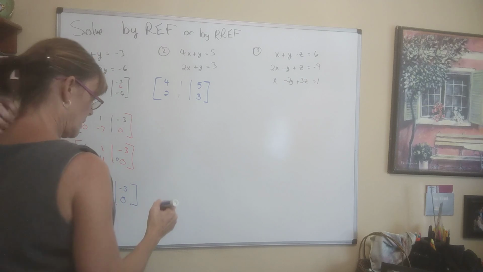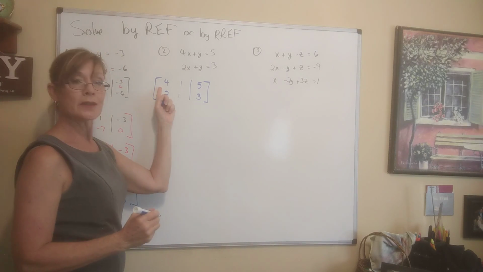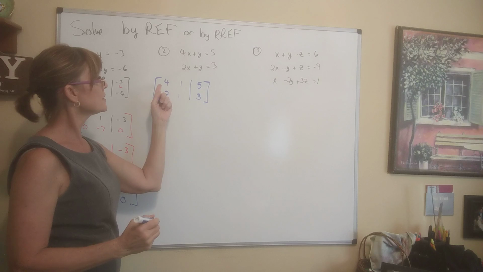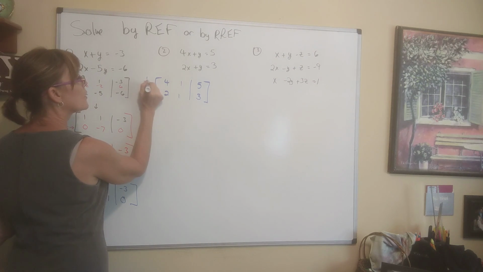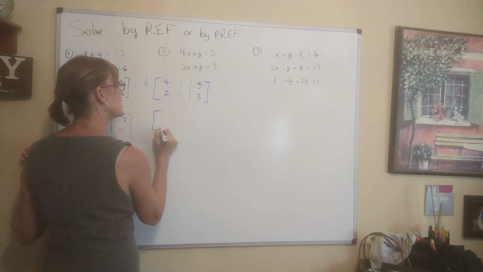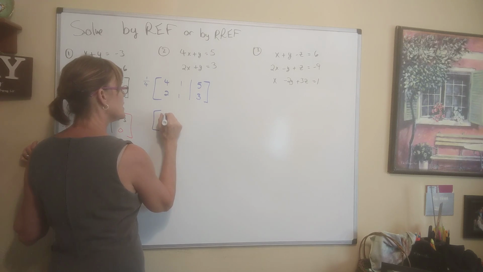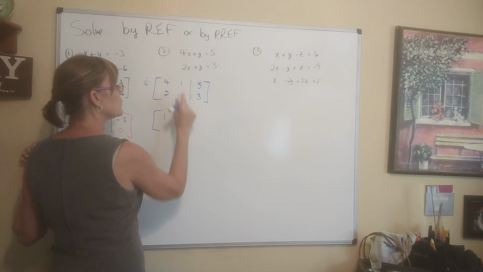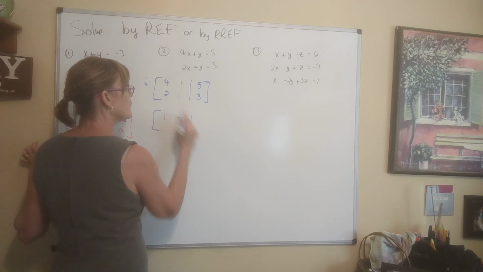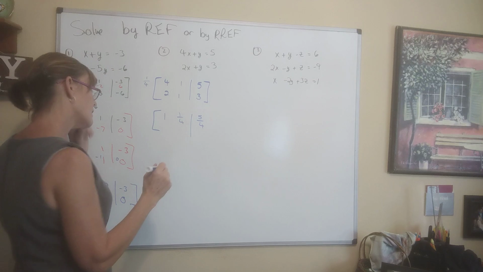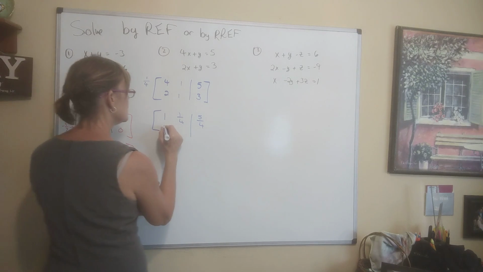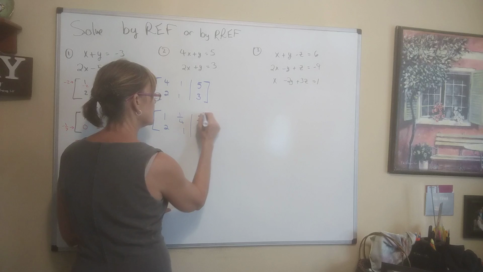All right, what I'm going to do here is I want a 1 in the first spot, so I'm going to multiply the first row by 1/4. That's going to give me 1/4 times 4 is 1, 1/4 times 1 is 1/4, 1/4 times 5 is 5/4. And now this is a 2, this is a 1, this is a 3.